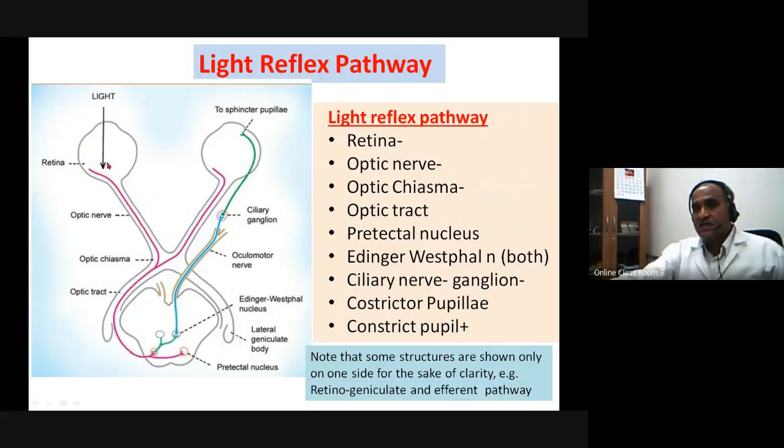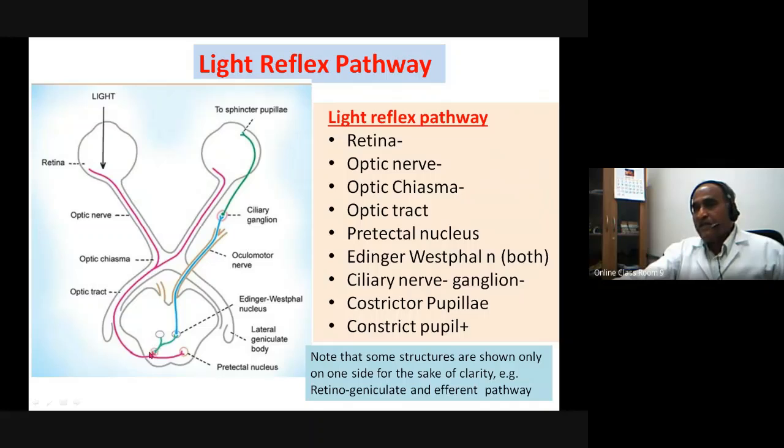So that means the receptors are rods and cones in the retina. The fibers are in the second cranial nerve, the optic nerve. This optic nerve has a path: optic nerve, optic chiasma, optic tract, and then they will reach the pretectal area or pretectal nucleus in the midbrain. And here they will give it to both sides, because it relays to the pretectal nucleus on one side, and some of these will be relayed to the other side.